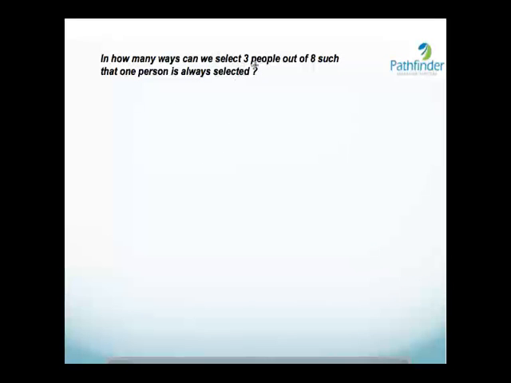Let us take a look at another question. In how many ways can we select 3 people out of 8 people such that one person is already selected? Once again, what is the value of n? The initial value of n from which the total selections are possible is 8, and the value of r is 3. These are the initial values. But because one person is already selected, he can be ignored, he will not be counted in the value of n nor for the value of r because he is already selected.